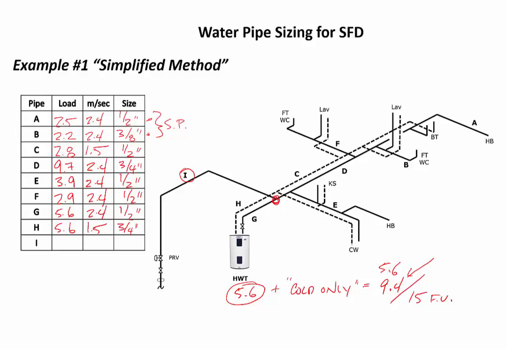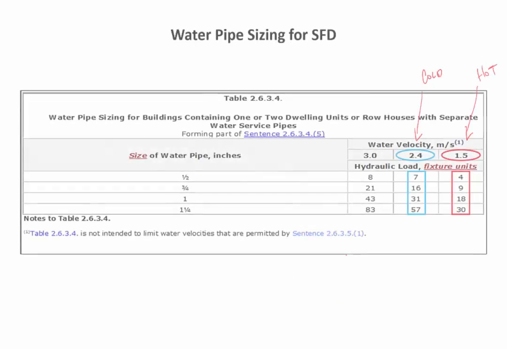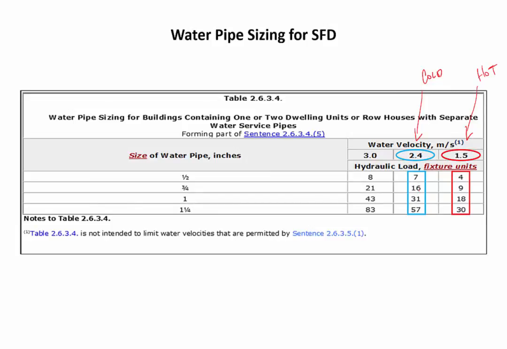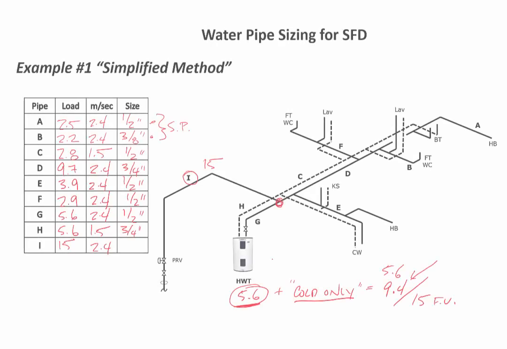But we only need to count those other fixtures supplied with separate hot and cold once. So the best way we found to size the piping upstream of the hot water tank is to definitely take that hot water tank load, and then all we really need to add in after that is any cold only stuff that didn't already show up in the tank once. So for I, 15 fixed units for sizing purposes. I is cold, feeds the whole system. It's cold, 2.4 meters per second. And again, back on table 2634, 2.4 meters per second, we're not exceeding 16, so we have 3/4 for that as well.